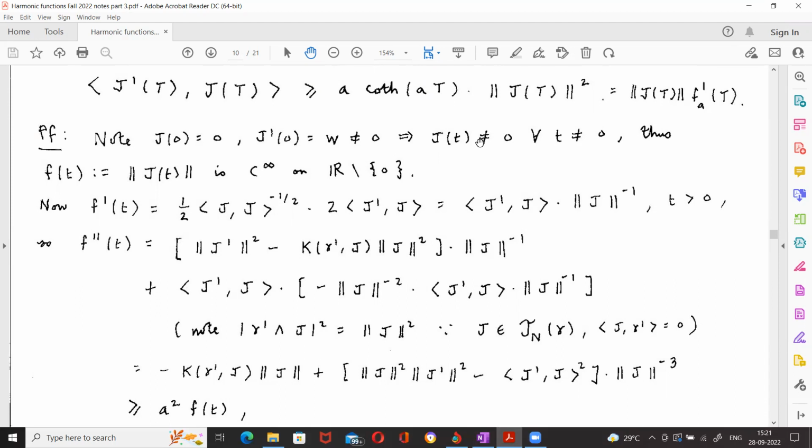Because in non-positive curvature, a non-zero Jacobi field can only vanish once, otherwise it vanishes identically. So JT is non-zero for all T non-zero. And so if we look at the function f of T, which is norm of JT, this is smooth outside the origin. So let's differentiate for T positive. F prime T will be what? This is inner product JJ to the power half, so F prime T will be half of inner product JJ to the minus half into 2 inner product J prime J.